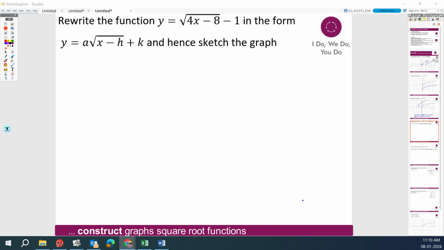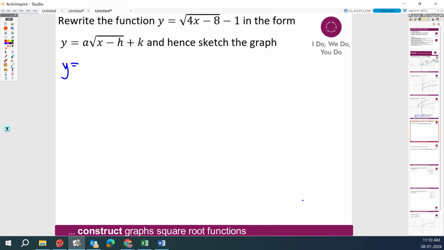Alright, so what would the vertical translation of this function be? A vertical translation of 1 unit down. What would be the horizontal translation? 2 right. Would it be 2 right or 8 right? 2 right. Let's have a look.